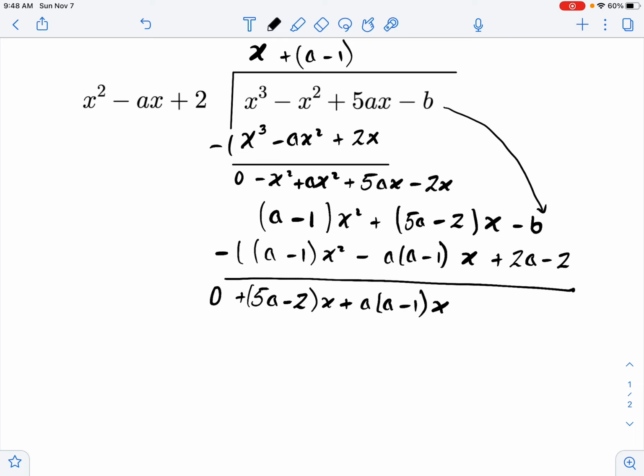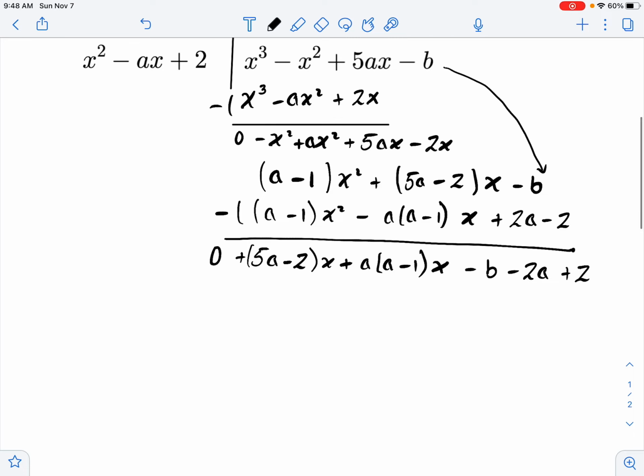And then finally, my last term is negative b minus 2a minus 2. So just be careful again. That's negative b minus 2a is negative 2a. And then minus negative 2 is plus 2. Many students would miss that double negative there. They would write minus 2a minus 2. It's minus 2a plus 2.